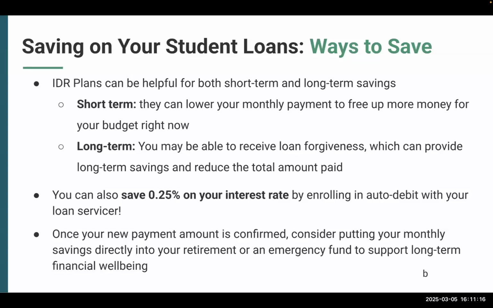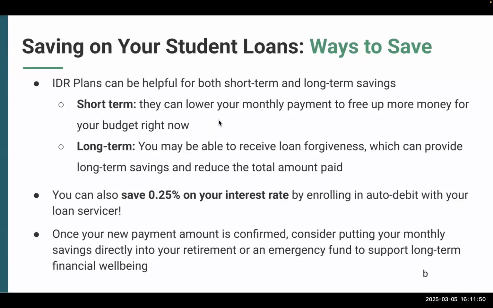Here are some ways that your IDR plans can help you save. In the short term, they can lower your monthly payment to free up money for your budget right now. For the long term, you may be able to receive loan forgiveness, which can provide long-term savings and reduce the total amount paid. You can also save 0.25% on your interest rate by enrolling in auto debit with your loan servicer. Once your new payment is confirmed, consider putting your monthly savings directly into your retirement or an emergency fund to support long-term financial well-being.